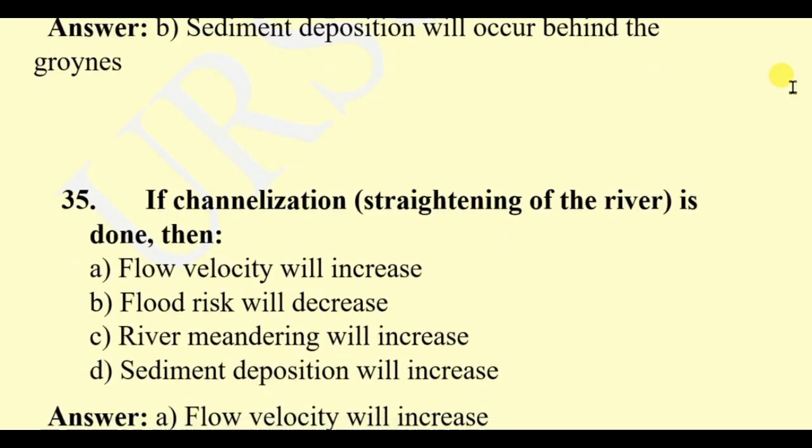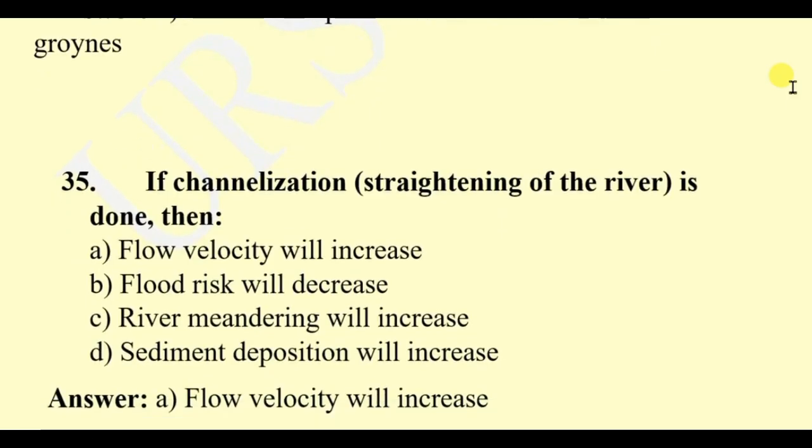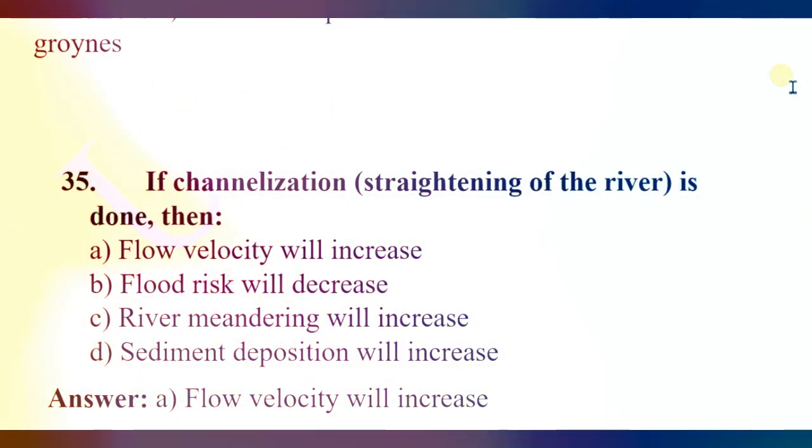Question 35. If channelization, straightening of the river, is done, then flow velocity will increase, flood risk will decrease, river meandering will increase, sediment deposition will increase. The right answer will be, of course, the flow velocity will increase.